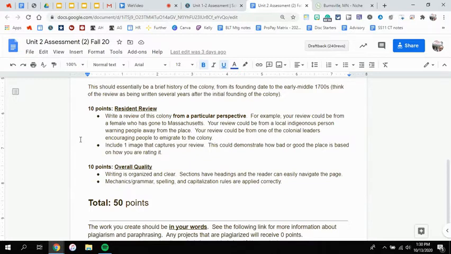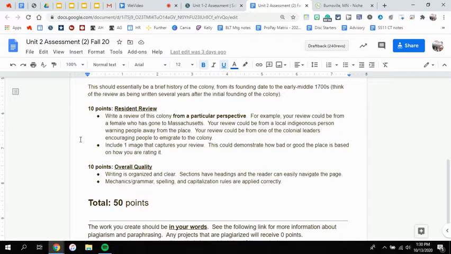So your review could be from a European perspective, one of the colonists that moved there. So a female that went to Massachusetts and her experience. It could be a review from an indigenous person in that area. And your review could be more of a warning and talking about problems. You could have a review from the perspective of an enslaved person in some of the colonies, particularly Virginia and South Carolina. It could be a review from one of the colonial leaders encouraging people to emigrate to the colony.